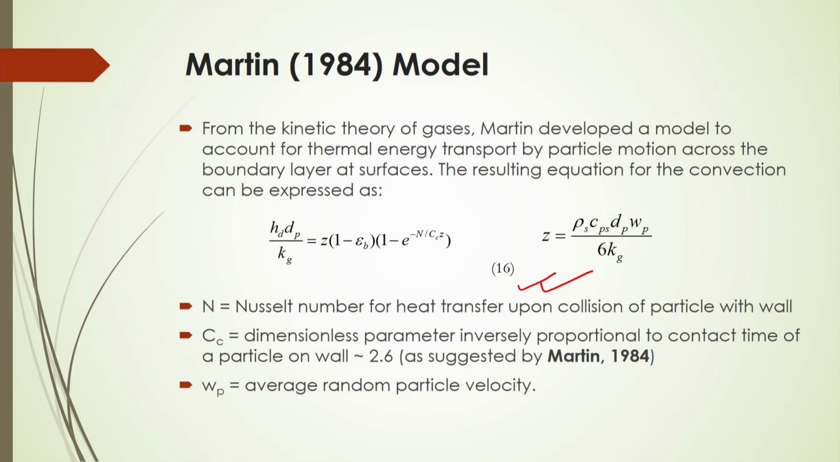Here N is called the Nusselt number for heat transfer upon collision of the particle with the wall, and C_c is one dimensionless parameter which is inversely proportional to the contact time of the particle on the wall, and which will be approximately equal to 2.6 as suggested by Martin 1984 from their experimental data. And W_p is the average random particle velocity, which also will govern the heat transfer coefficient inside the bed.